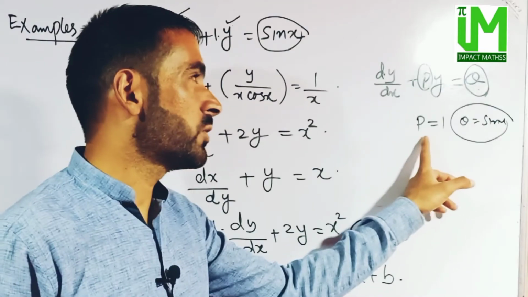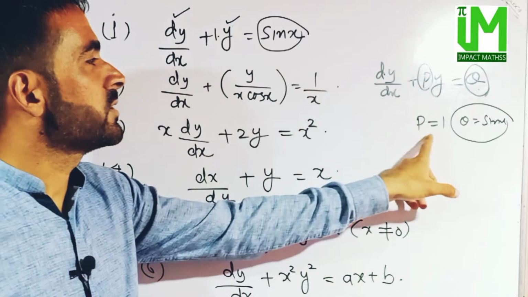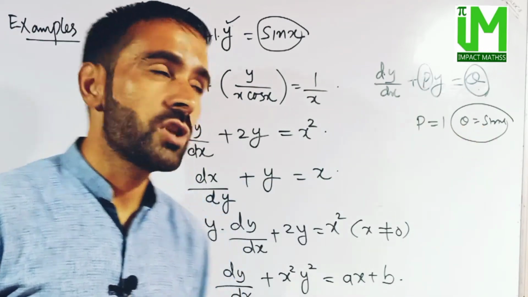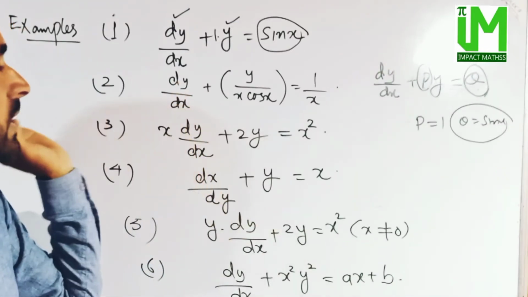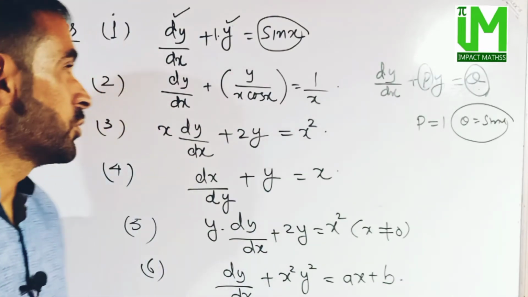So p is equal to 1. So this is a linear differential equation wherein the value of p is equal to 1 and q is equal to sin x.